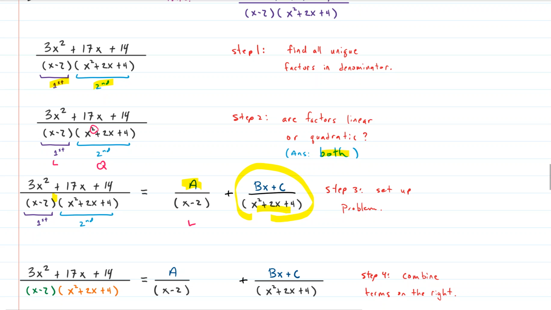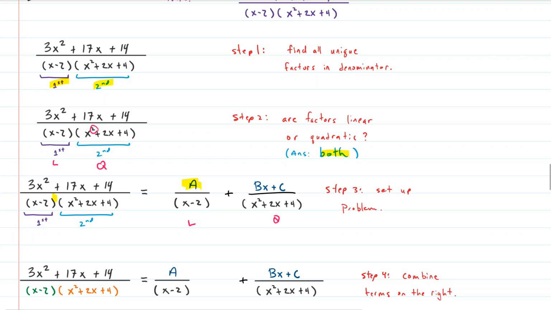But I have to have something of this form, constant times a variable plus a constant, because I have a quadratic in the bottom. This quadratic is non-repeating. If you want to know about how to solve a problem where you have a repeating quadratic, I have a video that discusses that in my Algebra playlist. So now we have the problem set up.